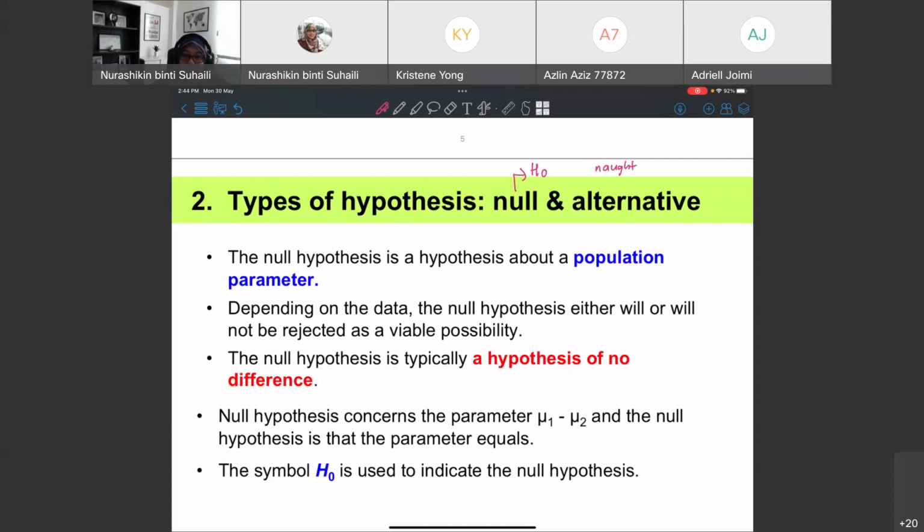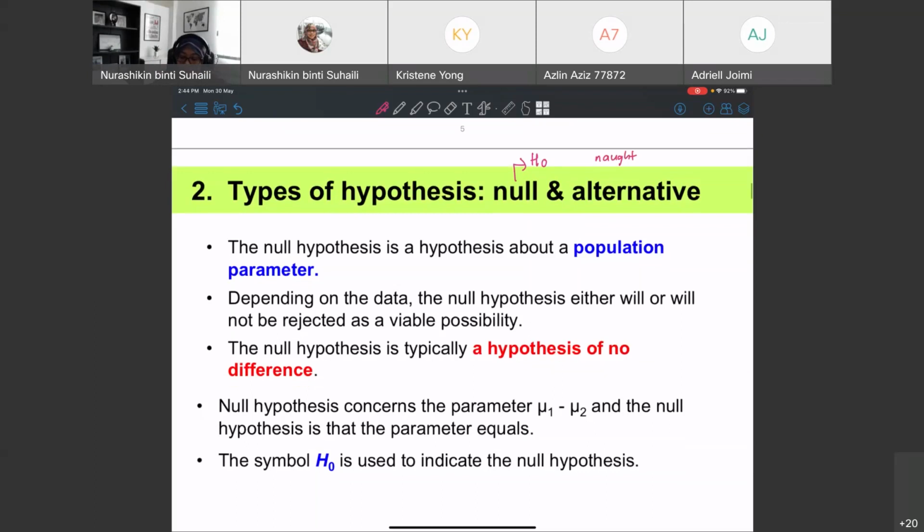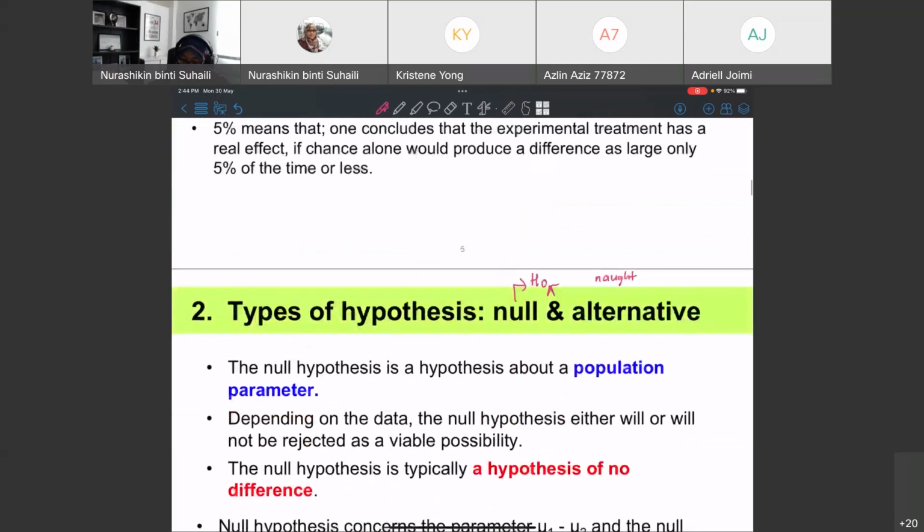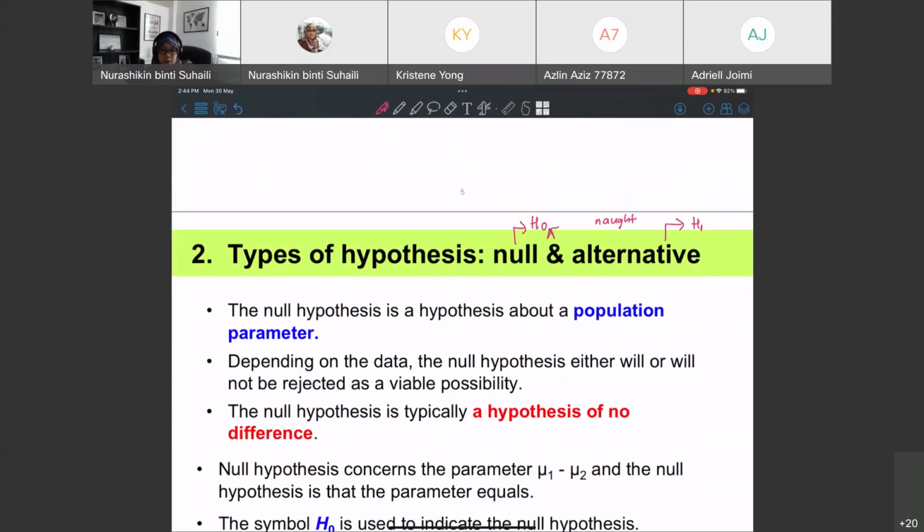So H naught. So I would say H naught, and you have to know that I'm referring to this null hypothesis. And the second type of hypothesis is the alternative hypothesis, which we denote as H1, H1, or sometimes HA. Yeah, both are correct. Okay, so these are the two types of hypothesis.